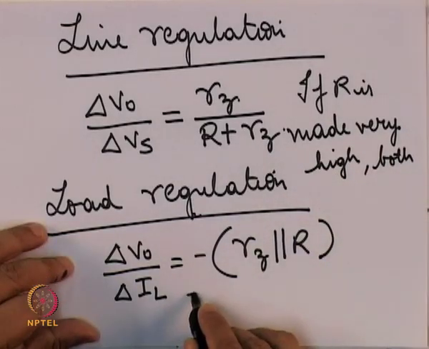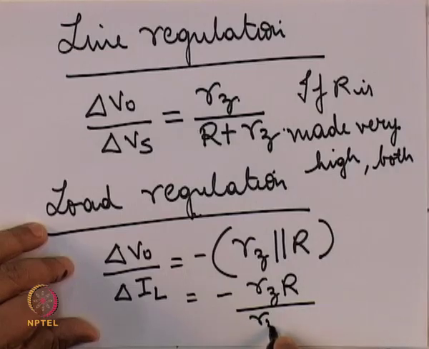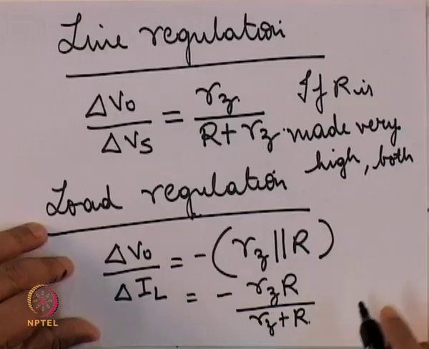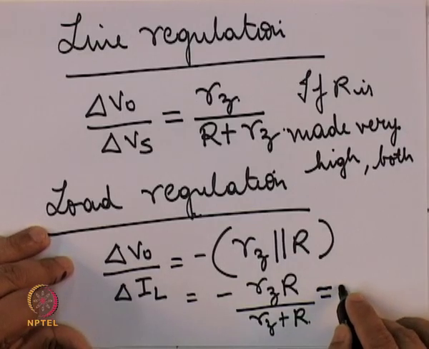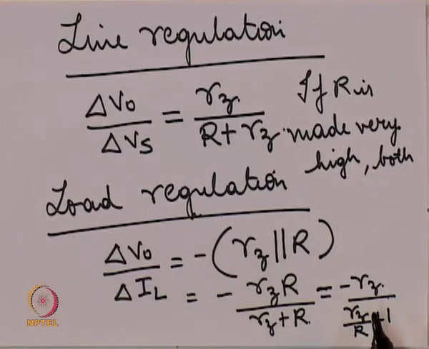If so, this I can write as equal to minus Rz R upon Rz plus R, and this is in turn equal to minus Rz upon Rz upon R plus 1. Usually this Rz value is a small value. So, if my R is very high, then this will reduce to minus Rz, and Rz being a very small value, the magnitude of the load regulation will be small.